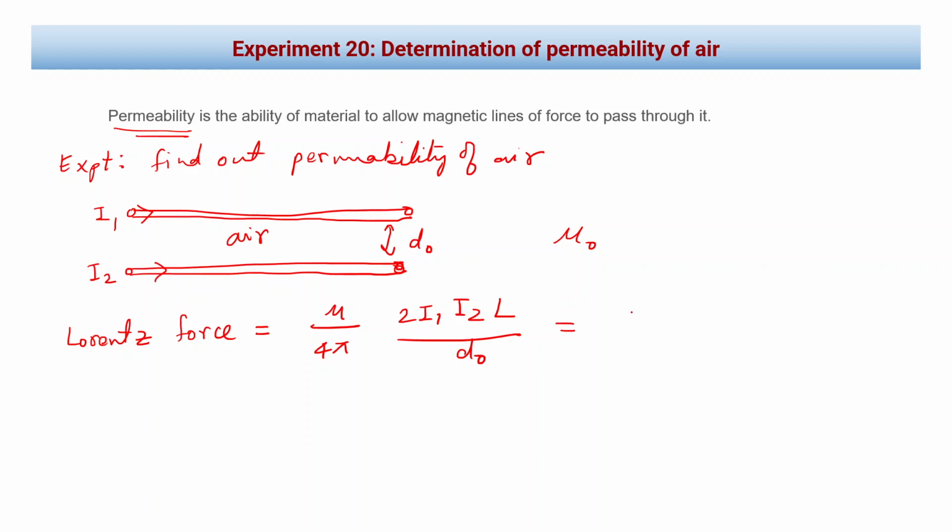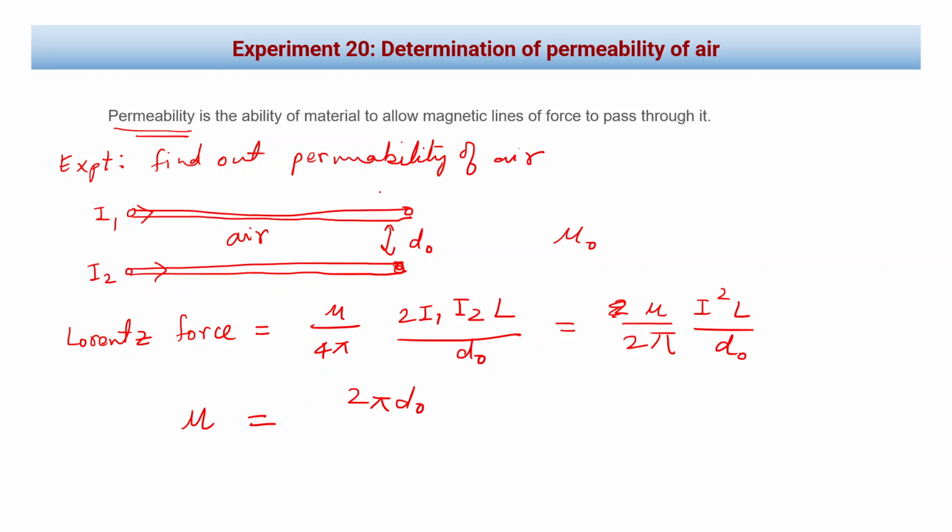If the current is the same, then it will become I square, and if we cancel the 2 and 4 also, finally we will get mu over 2 pi times I square L over D, and from here we'll find out the permeability value as 2 pi d0 F over I square L.